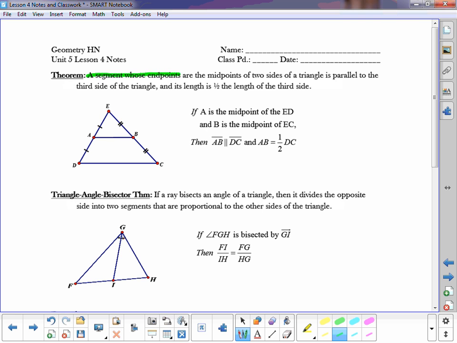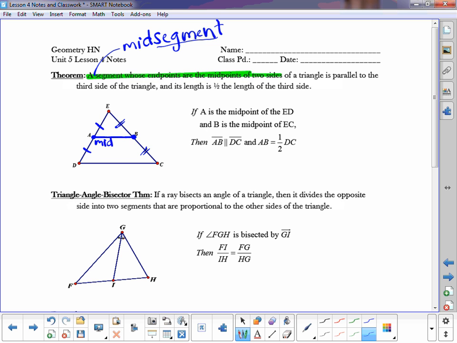So let's talk about what that is. A segment whose endpoints are the midpoints, we call that a mid-segment. So this is just a mid-segment. The mid-segment is simply a segment that joins the midpoints. Okay? So if I look here, A is my midpoint. We can see that because AD and AB are congruent. Likewise, B is my midpoint of EC because EB and BC are congruent. So this segment that connects those midpoints is called the mid-segment.